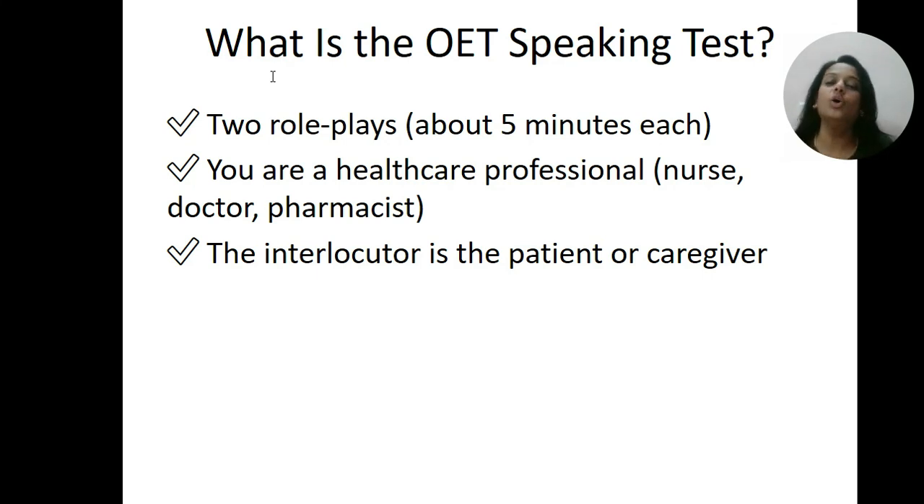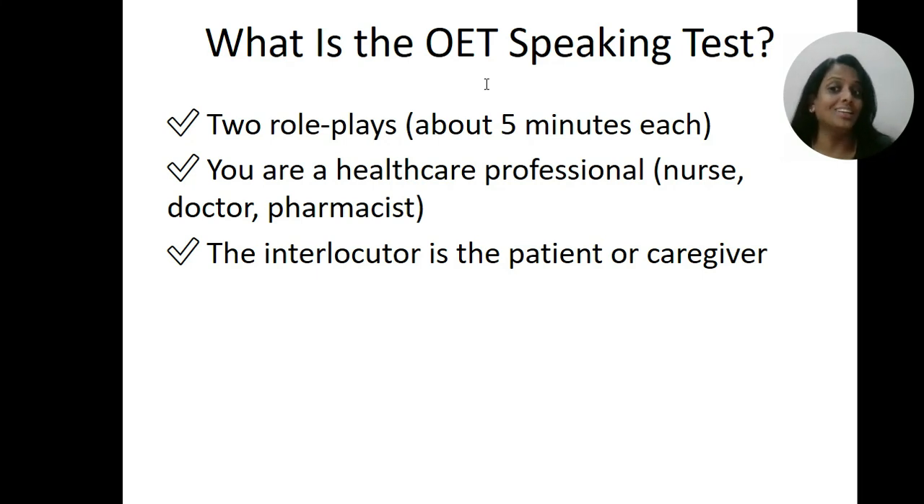So, what is the OET speaking test? It's just a quick refresher before we zoom in. You will do two role plays. You might be aware of this, right? So, each lasting about 5 minutes. You will play a healthcare professional like a nurse, doctor, or pharmacist. The interlocutor is the patient or caregiver, and you are judged on two things.